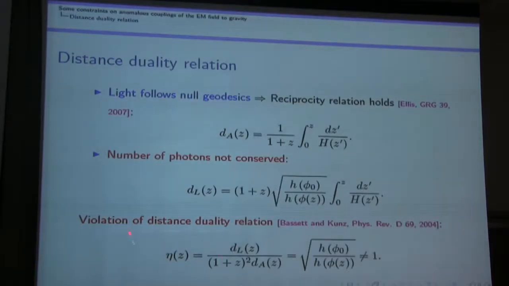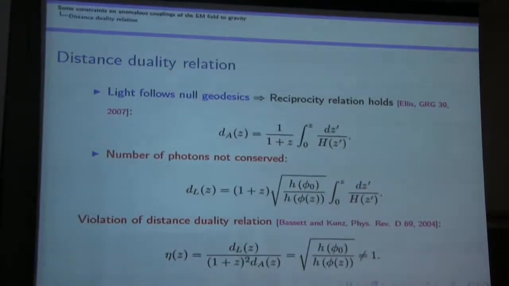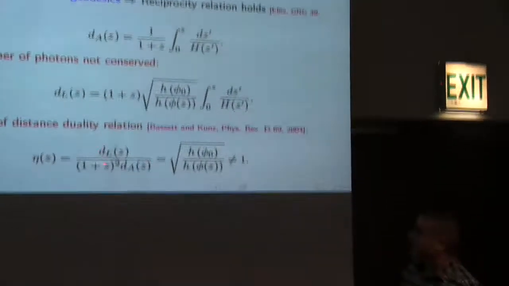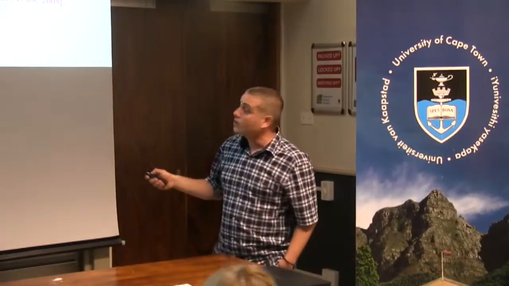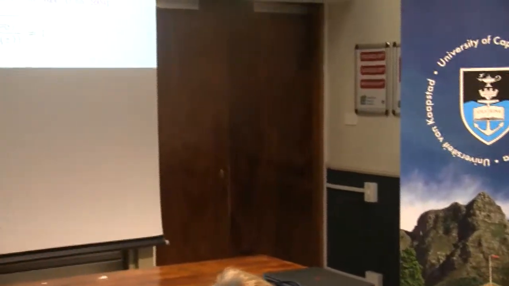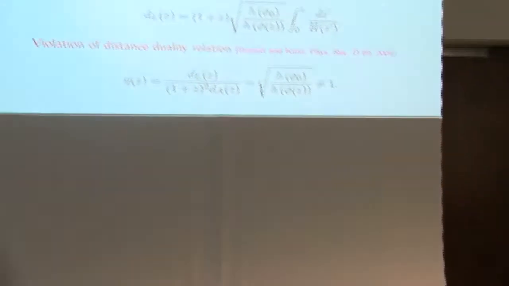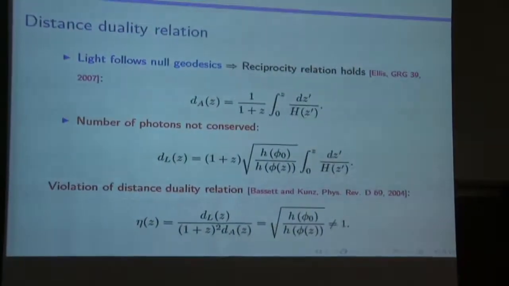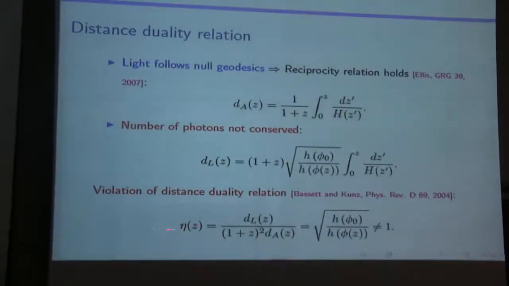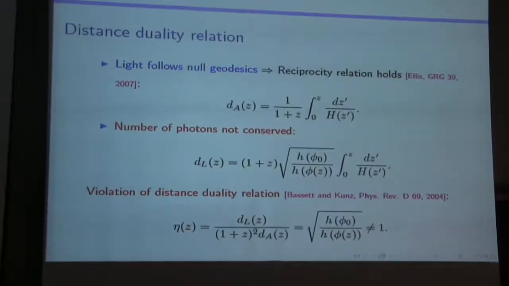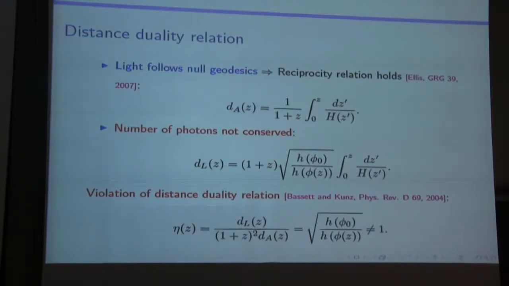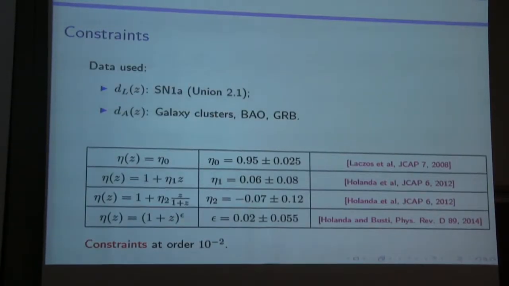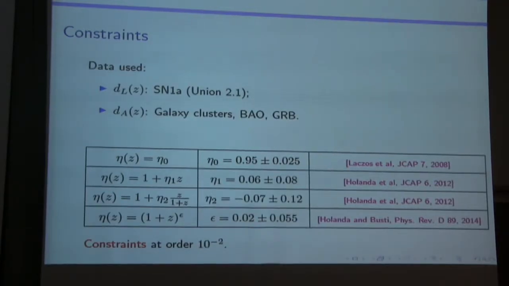So what this means is that this eta parameter, which is usually 1 when the distance duality relation is valid, like in GR, and which is just the ratio of the luminosity distance to 1 plus z squared times the angular distance, is no longer 1, but depends on your coupling. All right, so this is quite simple and well known. And of course you can constrain this eta parameter by measuring distances and translate that onto your preferred theory of gravity in terms of time. So I've quoted here a few constraints.